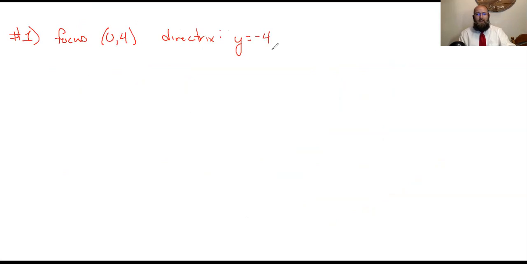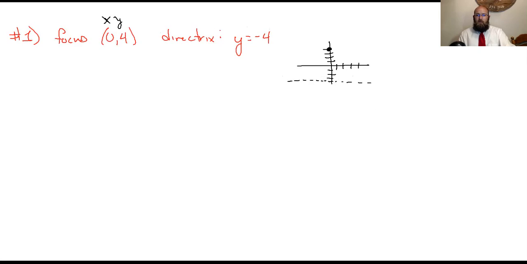Very first thing that I'm going to do nearly every time, right, is draw this. So focus at 0, 4, that's over 1, 2, 3, 4. Ooh, actually, it's not, right? X comes before Y in the alphabet. So I'm actually left and right 0, up 4. So I go up 1, 2, 3, 4. There's my focus. Directrix is y equals -4, so that's down 1, 2, 3, 4. Remember, directrix is a line.